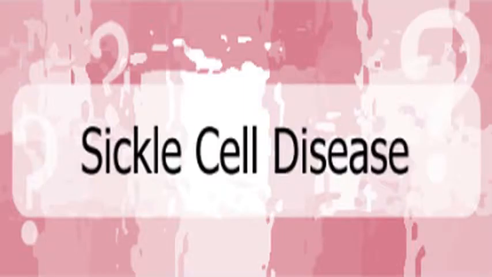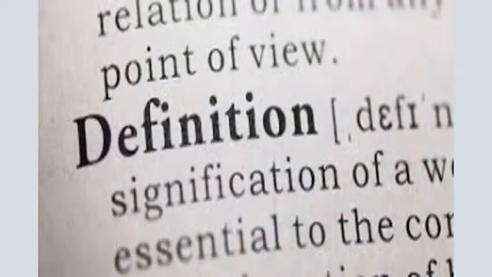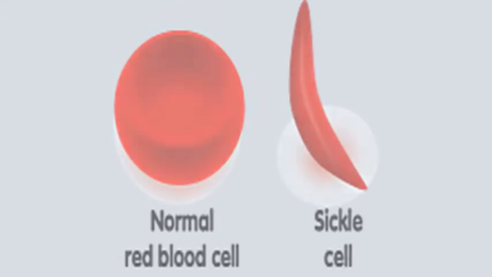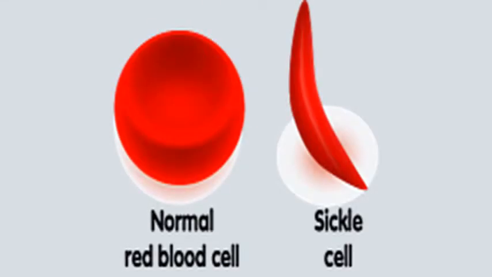Do you know about sickle cell disease? First, let's go to the definition. Sickle cell disease is a condition in which red blood cells are not shaped as they should be. Red blood cells usually look like round discs, but in sickle cell disease, they are shaped like a crescent moon or an on-farm tool known as a sickle.